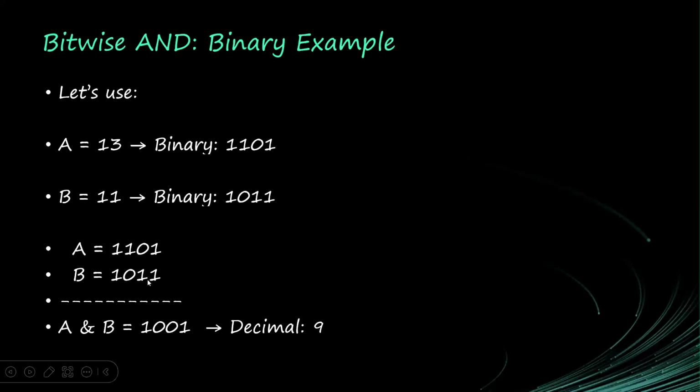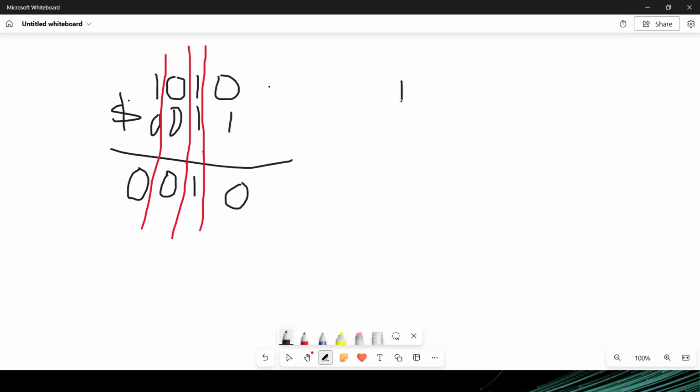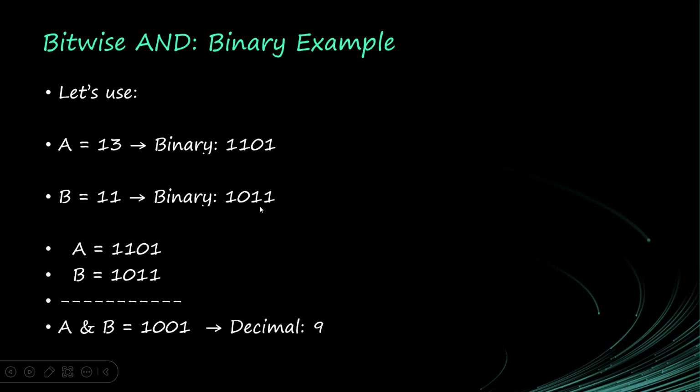I want us to do this example again. 13 is 1101. 11 is 1011. I hope I will remember it. So let me go to the board. So I will have 1101, and then I have what was it again? 1101 and 1011. Okay.